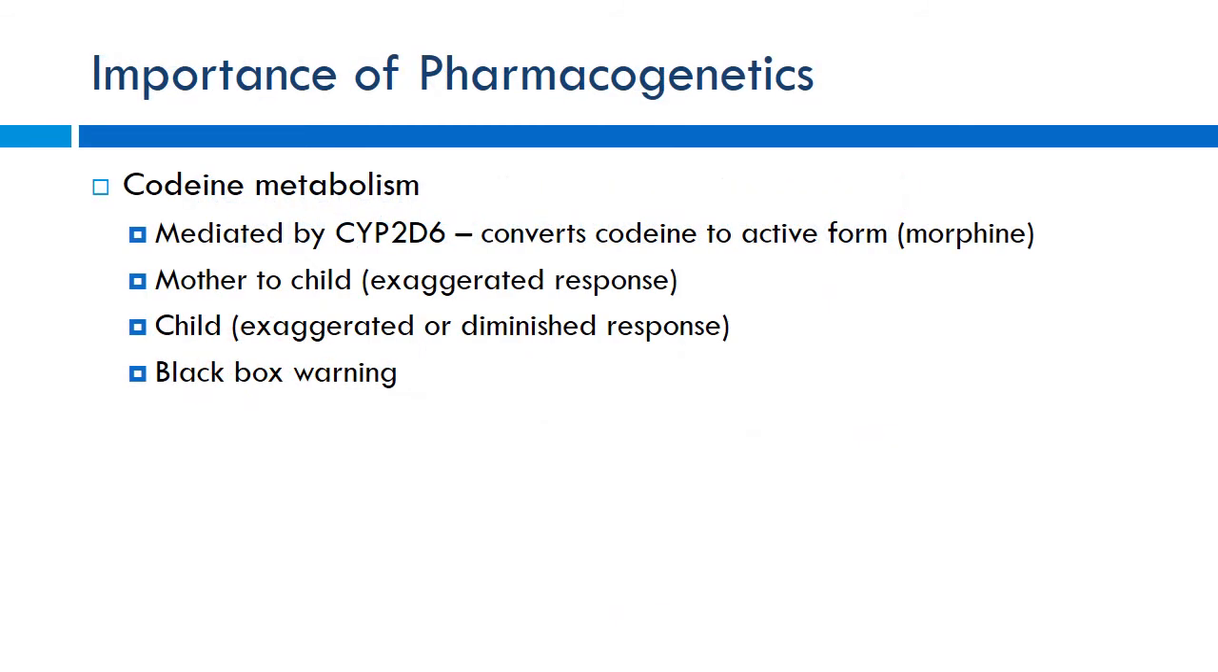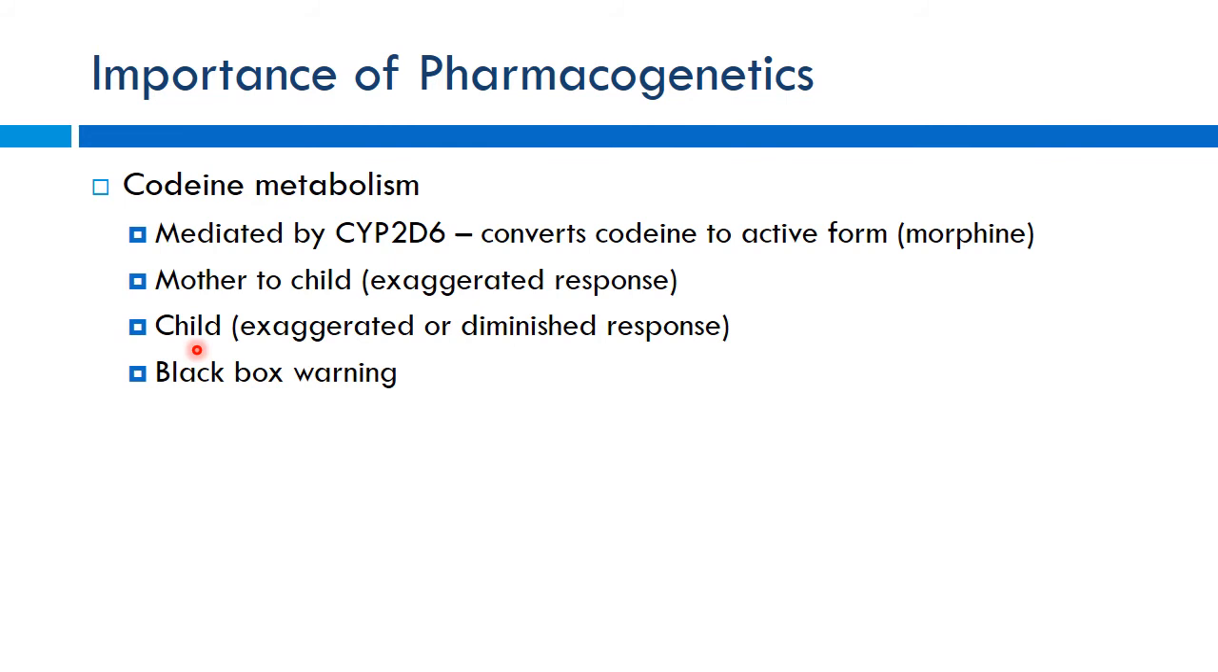So again, another good example, I've probably mentioned this before, but looking at codeine metabolism. Codeine is an opioid that we use for pain control, and we do it because it gets converted over to morphine by metabolism through CYP2D6. So for instance, if we have a mother who has active CYP2D6 versus the child who does not, you may find that they can actually end up producing too much morphine for the child, and you can see some exaggerated response there.